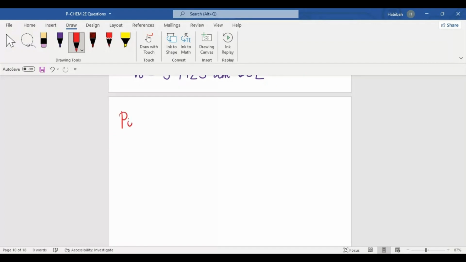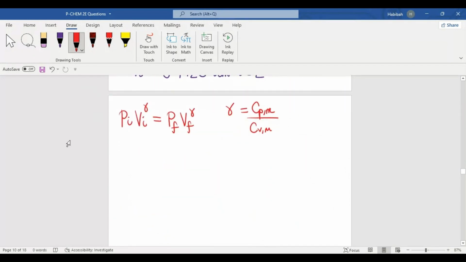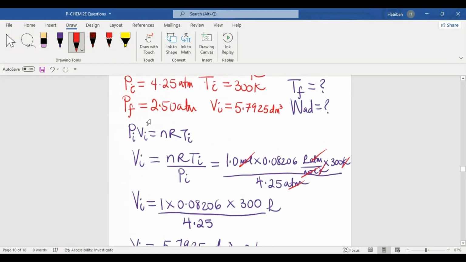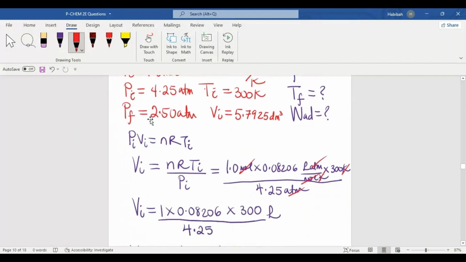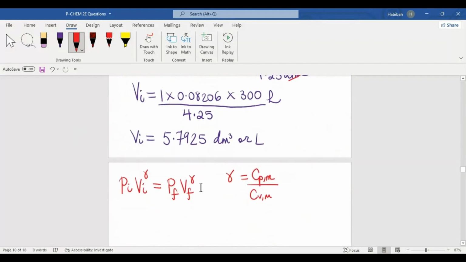You have P initial times V initial raised to the power of gamma equals P final times V final raised to the power of gamma, where gamma is basically the ratio of the molar heat capacity at constant pressure divided by the molar heat capacity at constant volume. Sorry, let me erase this. Looking at the question again, based on our formula, we have the initial pressure, we have the final pressure, we have the initial volume that we just calculated for. We don't have the final volume. We can determine the value for gamma.